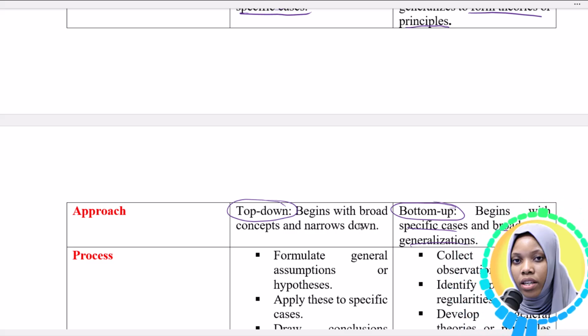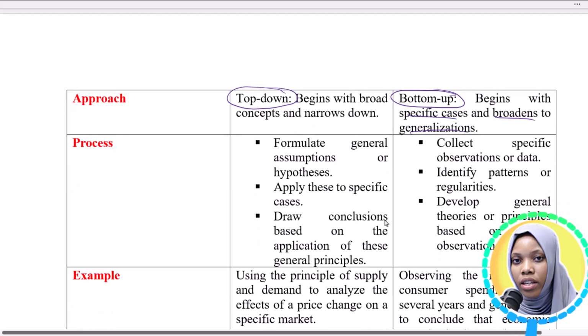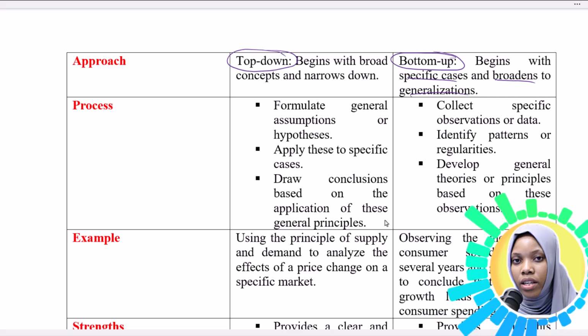Another difference between the inductive and the deductive is in the process. In the deductive, we first formulate general assumptions or hypotheses. After we have formulated them, we apply the assumptions to specific cases and we finally draw conclusions. Whereas in the process of the inductive, we collect specific observations first, then identify patterns or irregularities, and after that you develop general theories or principles based on the observations that you have made.